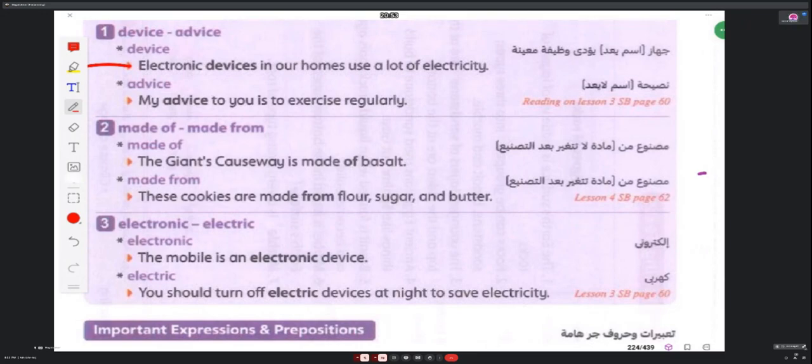Electronic. The mobile is an electronic device. Electric. You should turn off electric devices at night to save electricity. Electronic devices, or electronic device.